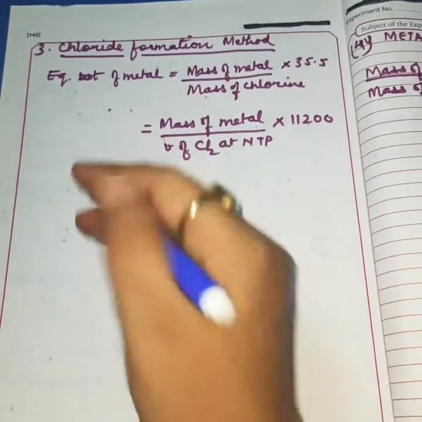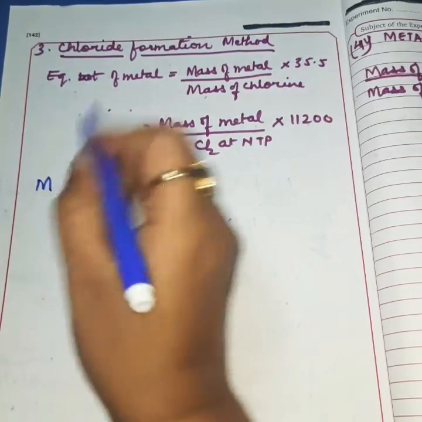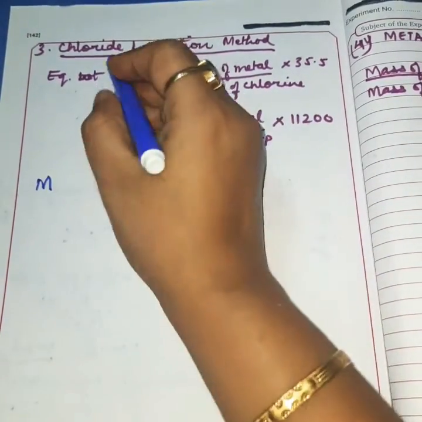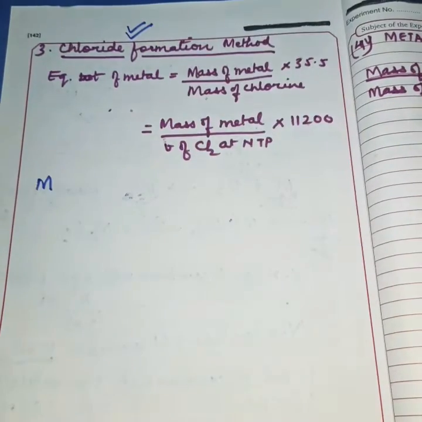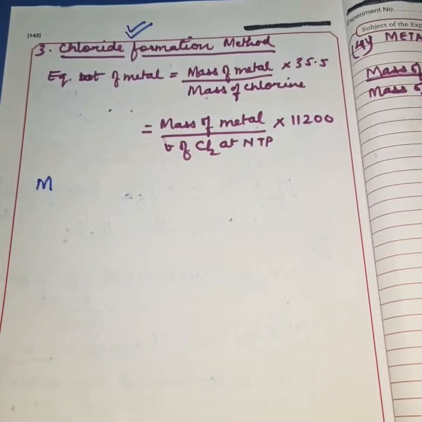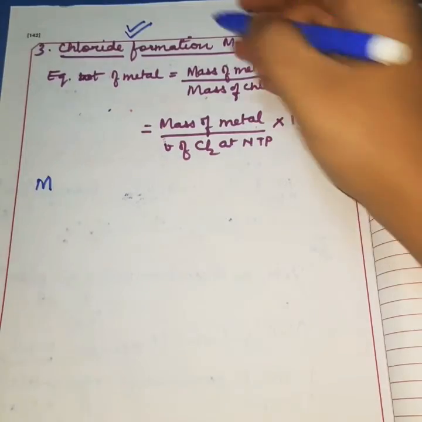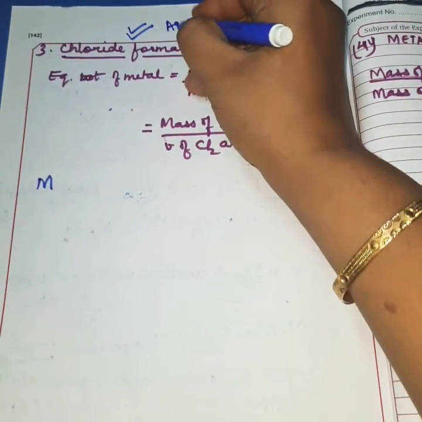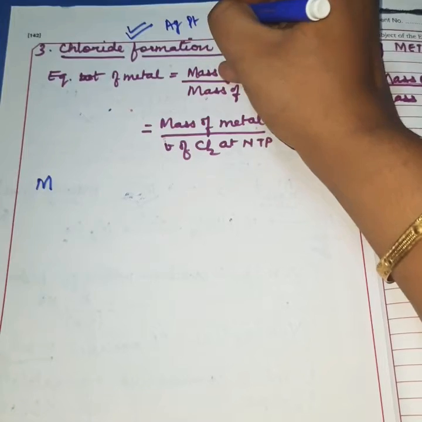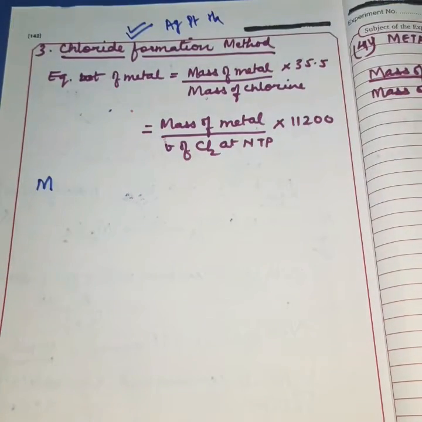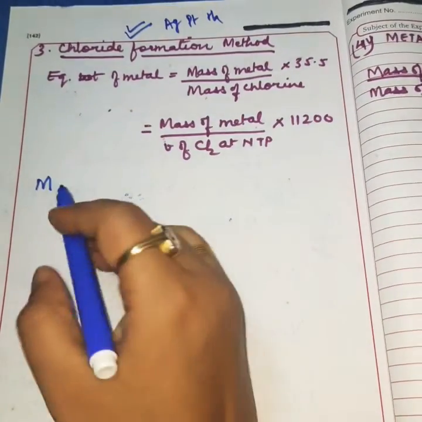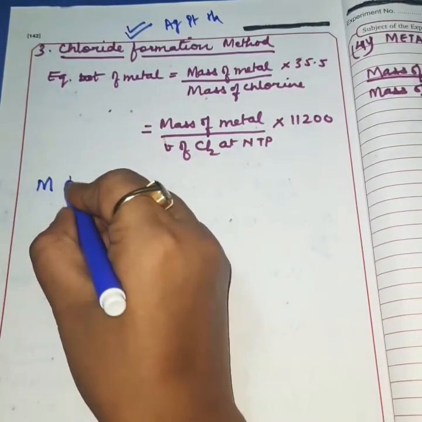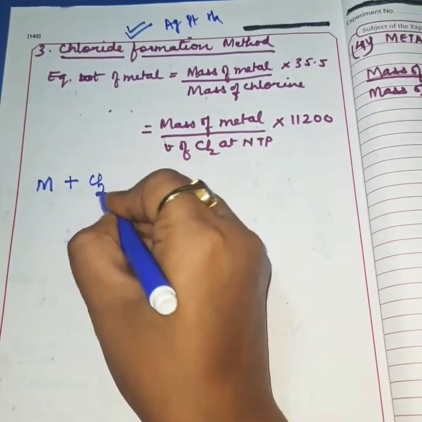Now here in this method, suppose metal M is there. First of all, the most important thing: this method is used to calculate the equivalent mass of such metals which cannot displace hydrogen from acids. So here we can comfortably calculate the equivalent mass of metals like silver, platinum, mercury, gold, copper, such kind of metals. So in this technique, the metal is made to react directly with chlorine.